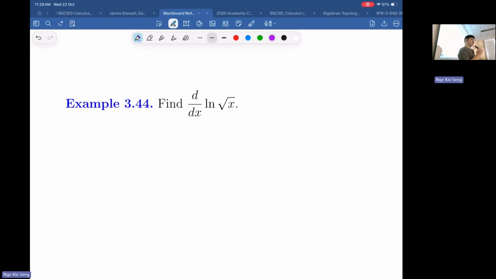So to differentiate a composite function, what rule should you use? Composite, what rule do you use? Also starts with C. What rule? To differentiate.